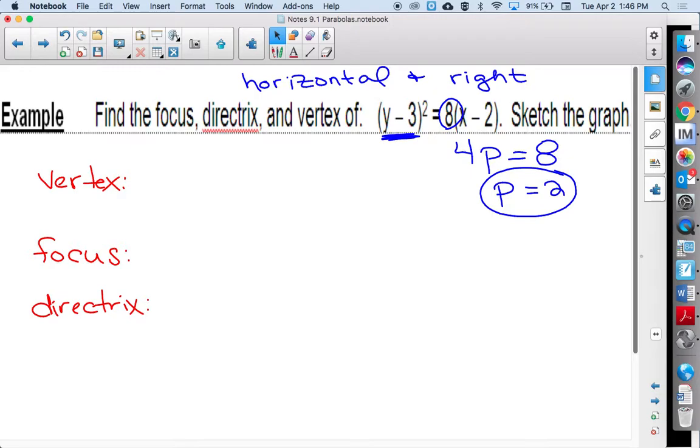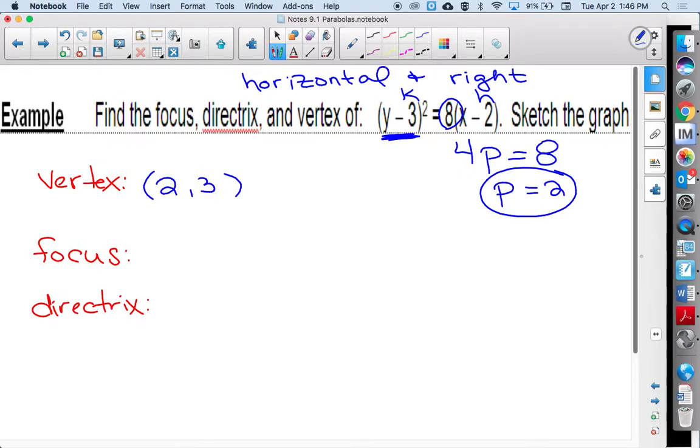Do you know what the vertex would be? You're close. Where's h and k? What's h always with? There you go. So that's the trick. h is always with x, k is always with y. I know you're so used to seeing it written the other way, but (2, 3) would be your vertex.